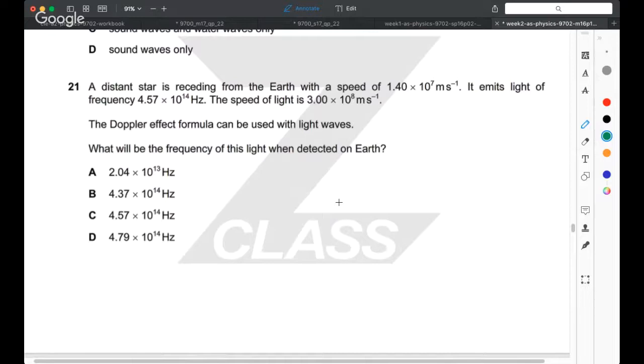When the object approaches you, its wavelength will decrease. What about the frequency? Forget the wavelength, the frequency is the most important part. When the object approaches you, the frequency increases. And when the object is going away from you, it decreases.